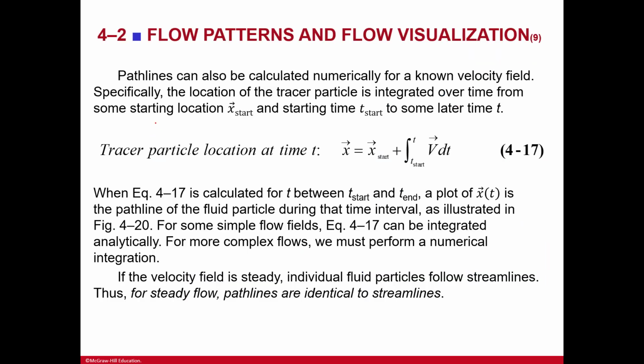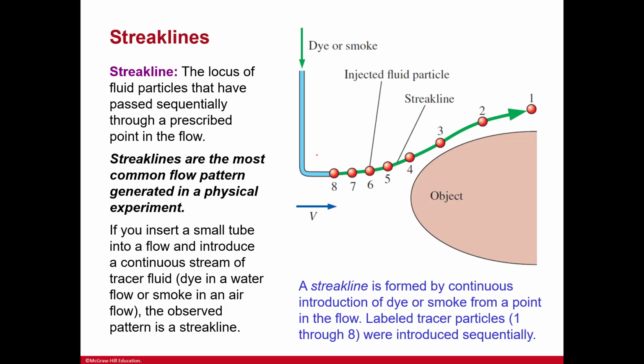Okay, here we have a formula for the tracer particle location at a time. And this is just using path lines, right? And then we get into streak lines. So remember, we had streamlines, and that was instantaneous, math-driven. Streak line is not math-driven, and it's not instantaneous. It has to be over time. The locus of fluid particles that have passed sequentially through a prescribed point in the flow. So we start here, and then it goes along the streak line.